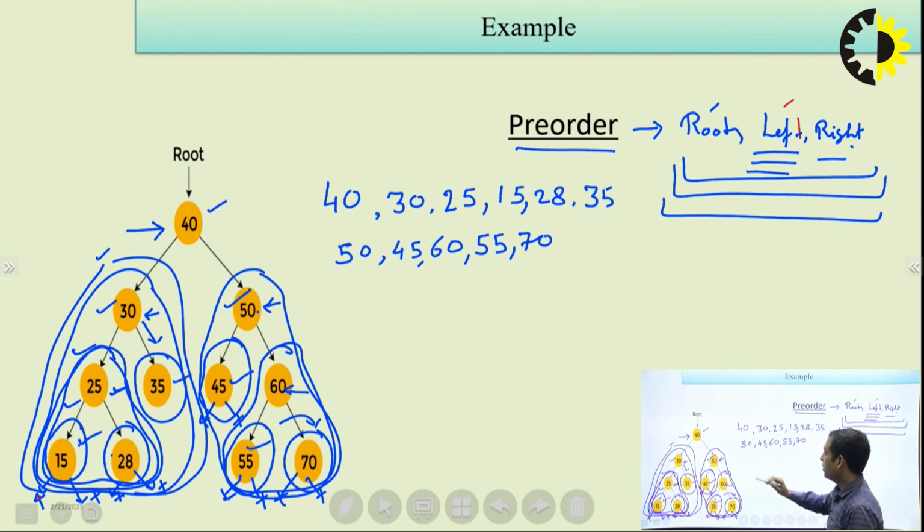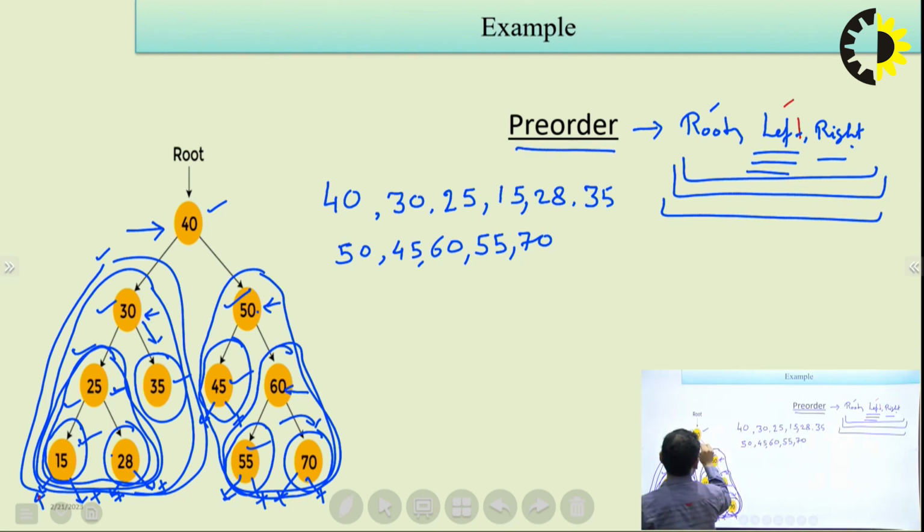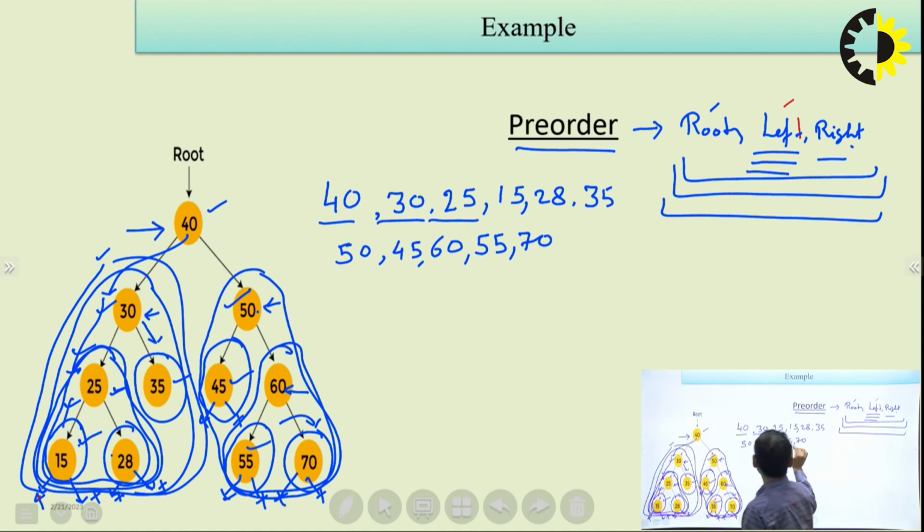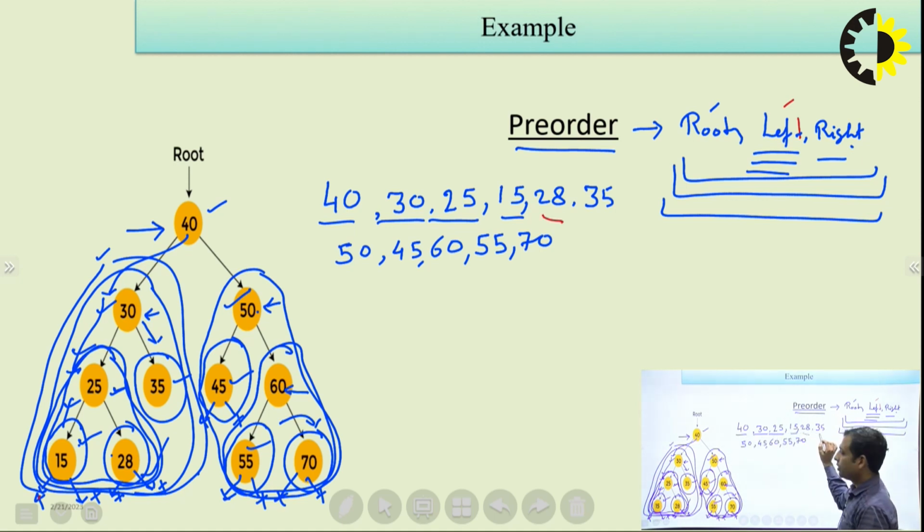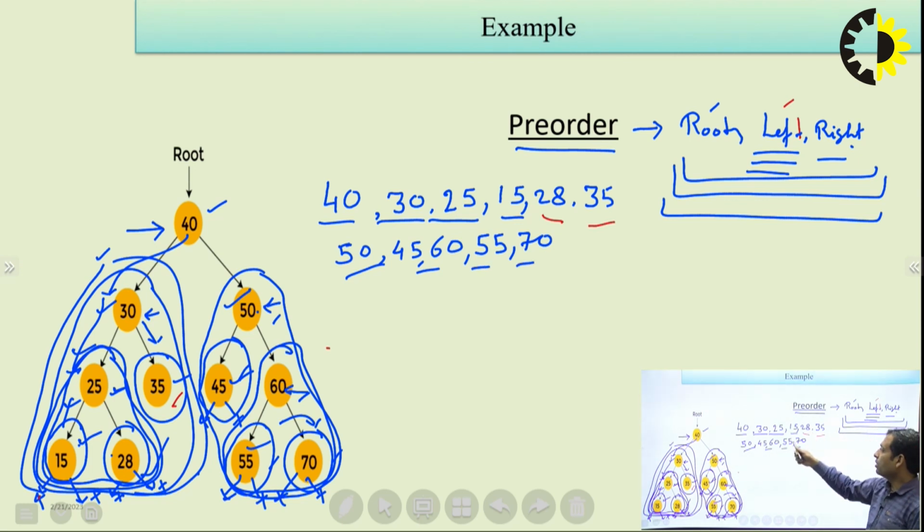The sequence is first visit 40, then 30, then 25, then 15, then 28 here, then 35 here, then 50, then 45, then 60, then 55 and then 70. So this is our pre-order traversal sequence.